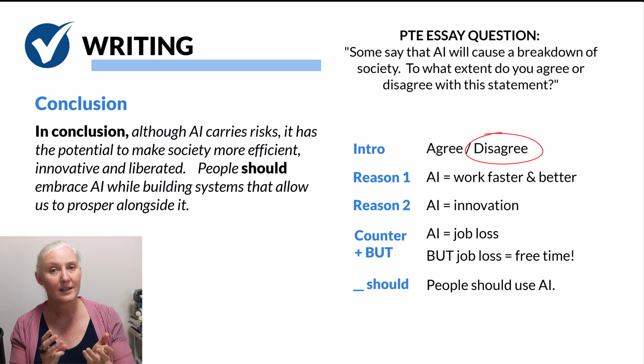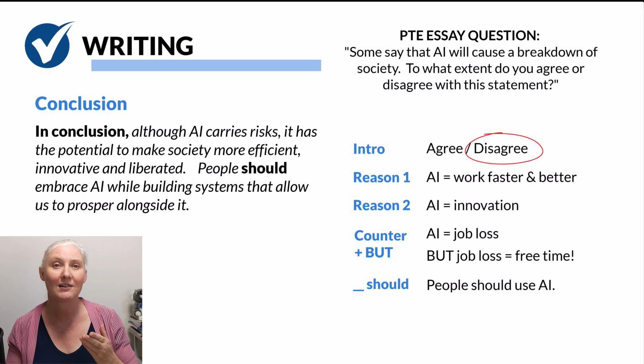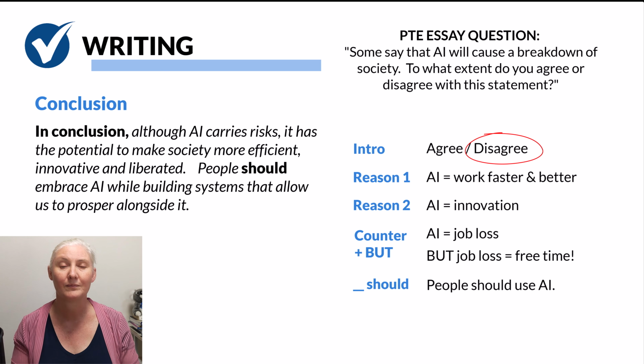Now, what I've done there is I have restated my opinion and very quickly summarized each one of my body sentences. Now, that's the dream. That's the ideal way to write your first sentence of the conclusion. In reality, you may not have time and it may stress you out. It's enough if you just restate your opinion. Okay, so even if you just said, in conclusion, although AI carries risks, it's good for society. It's probably still enough to get you up around 60 points in the PTE, so don't stress too much.